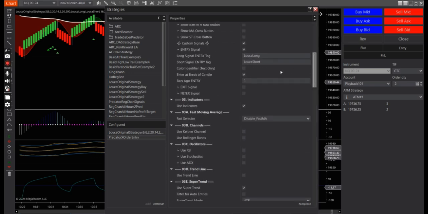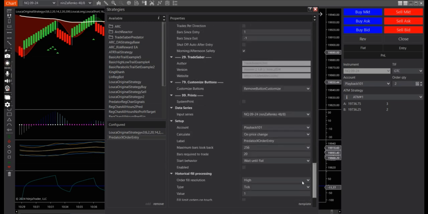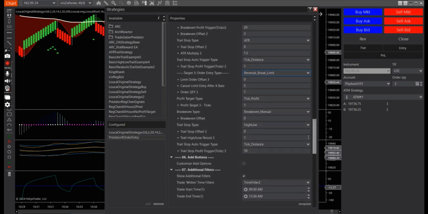I know there's so many options here. You see, enter at break of candle, break of the signal candle. So that's what that means here. So I had that option on. I still have it on, that's fine. But for part 3, this video here, I turned this option off here.